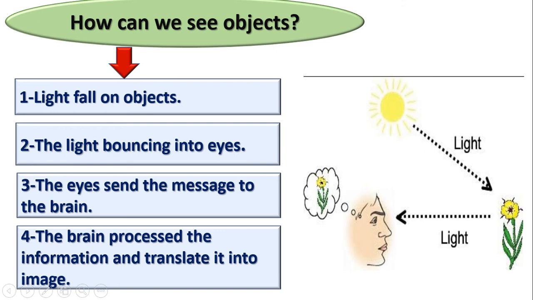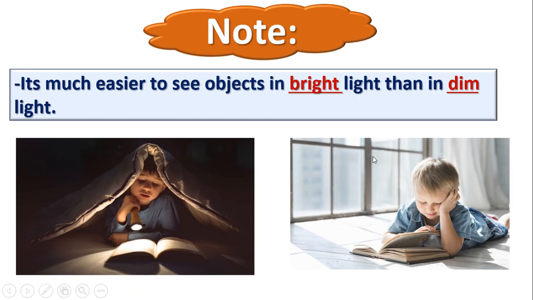So you can see everything around you like that because it is reflecting the light on your eyes. Super. So can you see the object better in a bright light or in a dim light? You can see better in a bright light. Super. So it's much easier to see the object in bright light than in dim light.